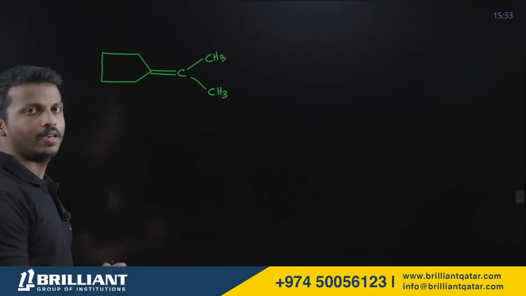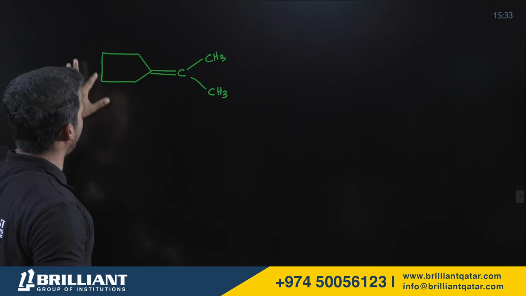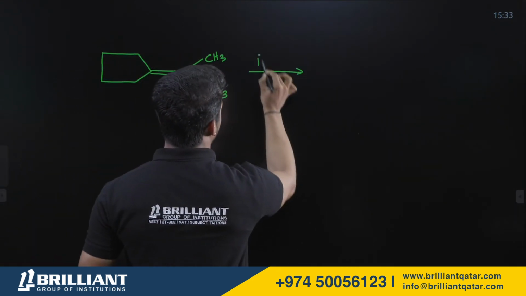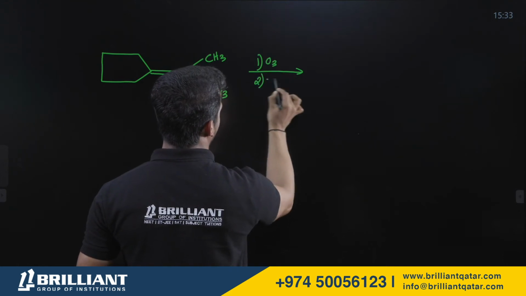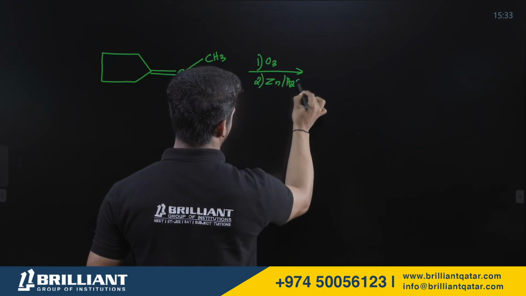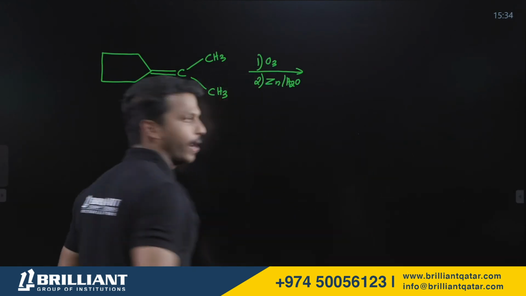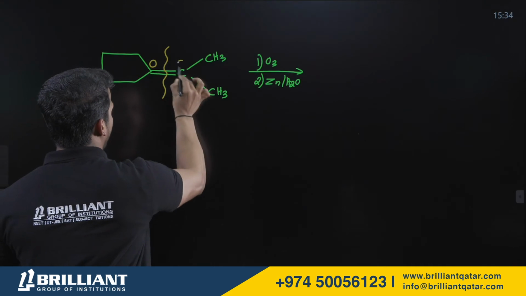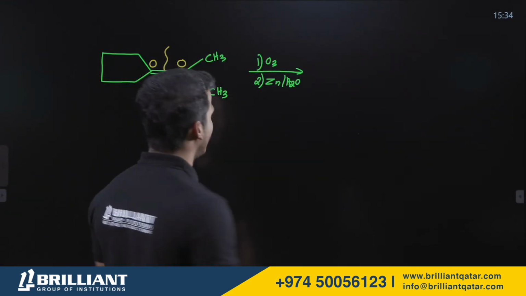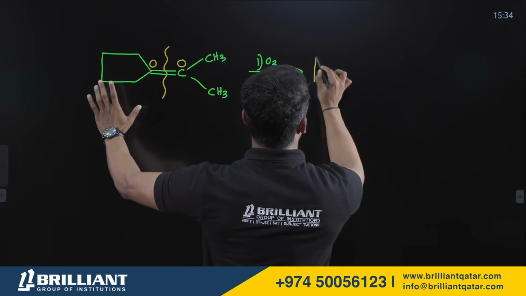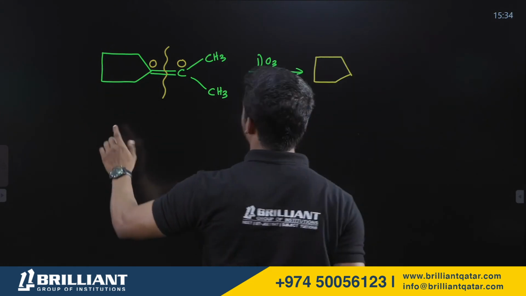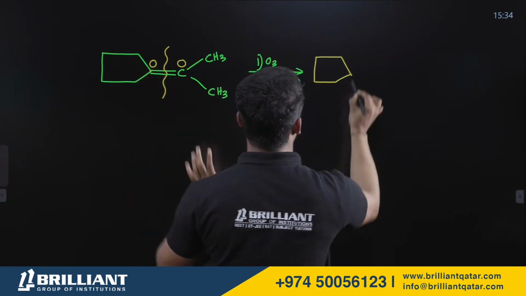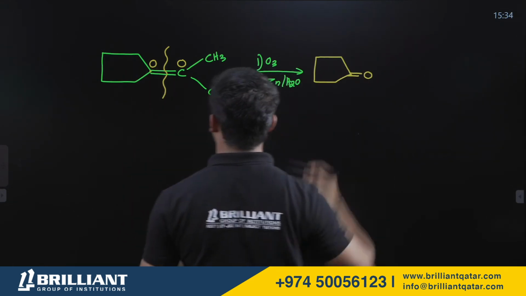Suppose this is the alkene given to you. You can see this is a cyclopentane with an alkene carbon and a 2-methyl group. When it undergoes ozonolysis, first with ozone, second with zinc and water, what can happen? Let's see, dear all. Break the double bond. One oxygen left, one oxygen right. All of you tell me the answer. What is the structure? This is a cyclopentane ring, and this carbon is connected to an oxygen through a double bond. Yes, this is the compound.